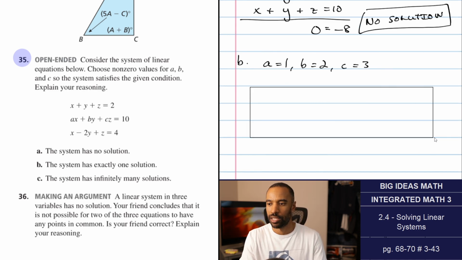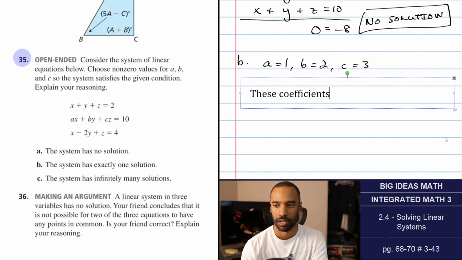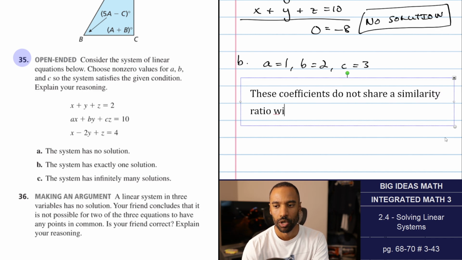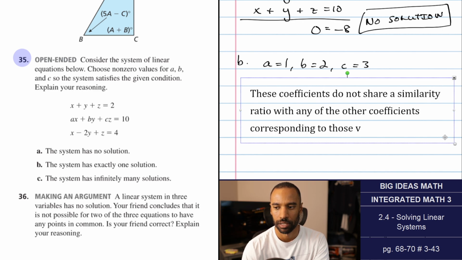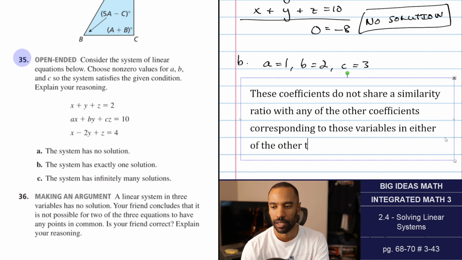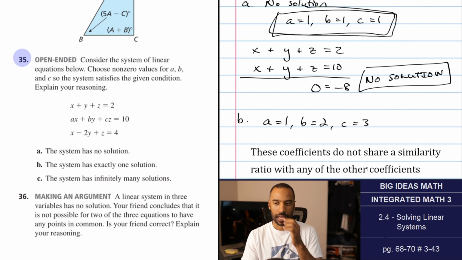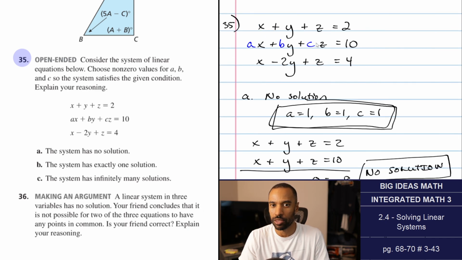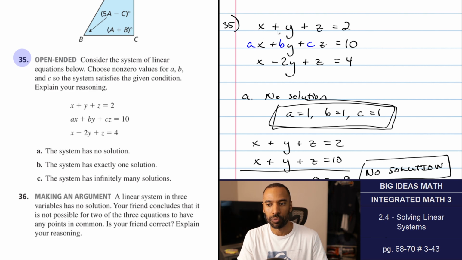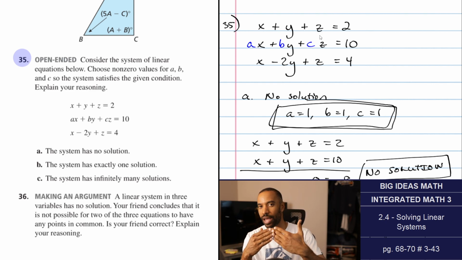Basic justification is these coefficients do not share a similarity ratio or scale factor with any of the other coefficients corresponding to those variables in either of the other 2 equations. See, remember when I said on part A there's more than one answer, and I said A was 1, B was 1, C was 1, because it went in correspondence with these. It let them cancel out. But A, B, and C could have also been 3, because as long as you go 3 times bigger, 3 times bigger, 3 times bigger, then those will still cancel out.